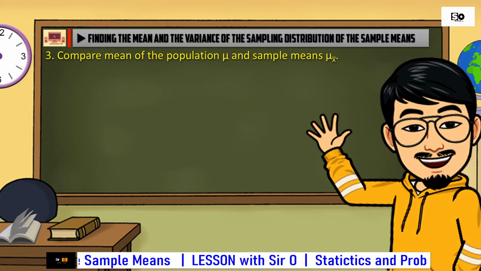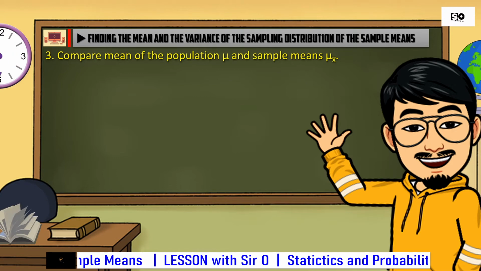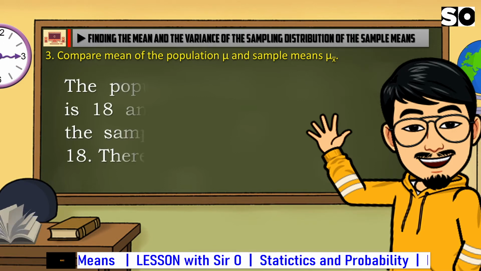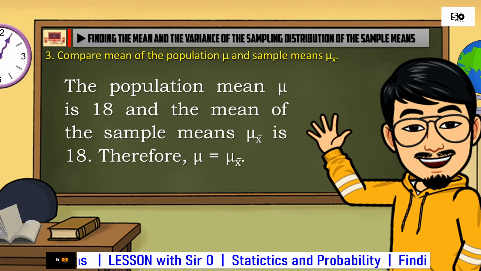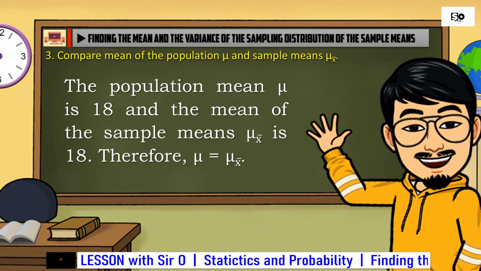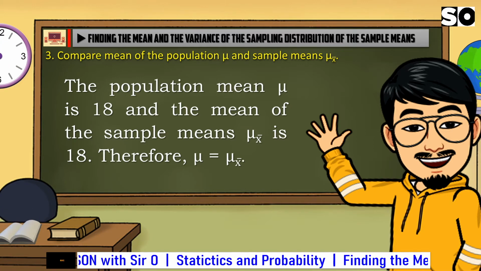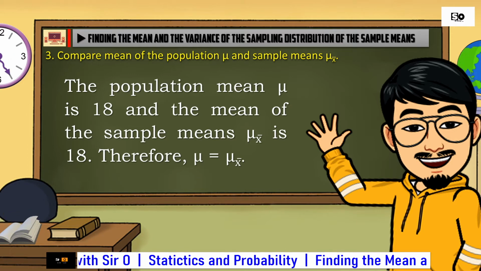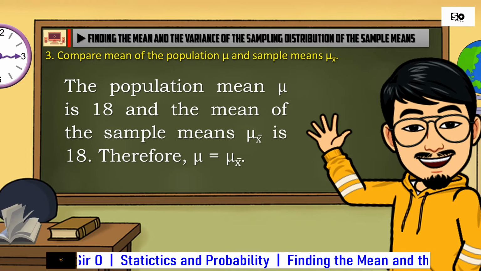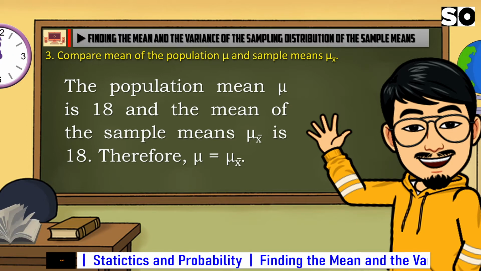Number 3 is to compare the mean of the population and the sample means. The population mean is equal to 18, and the mean of the sample means is also 18. Therefore, both means of the population and the sample means are equal.